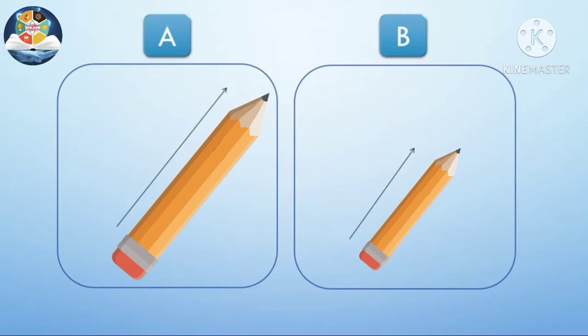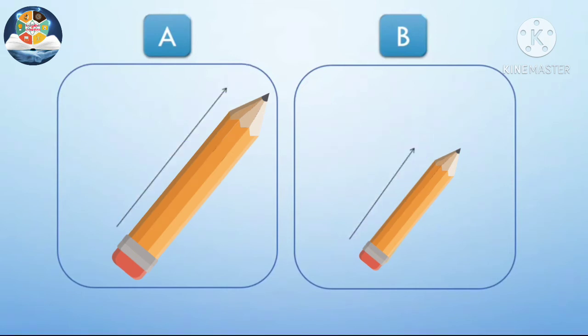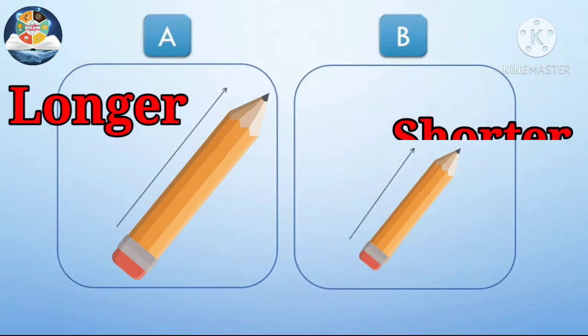In this picture, you can see two pencils. Students, what is the difference between these two pencils? Correct. Lengths are different. The length of the pencil in box A is more than the length of the pencil in box B. So, the pencil in box A is longer and the pencil in box B is shorter.